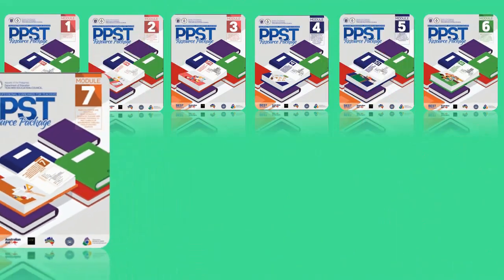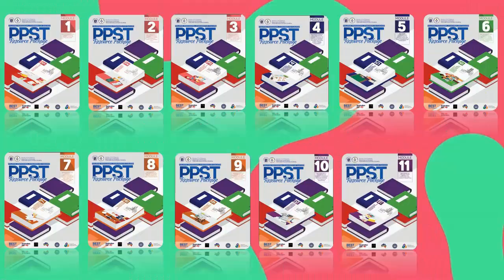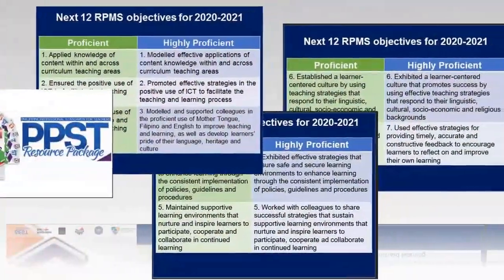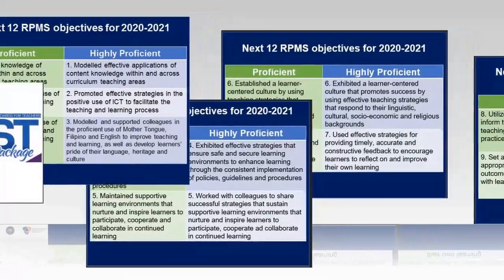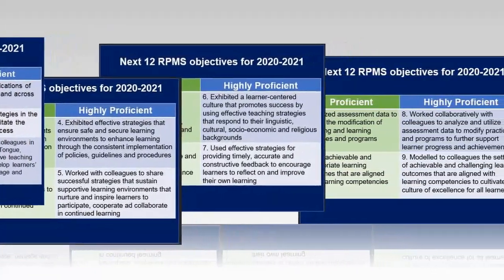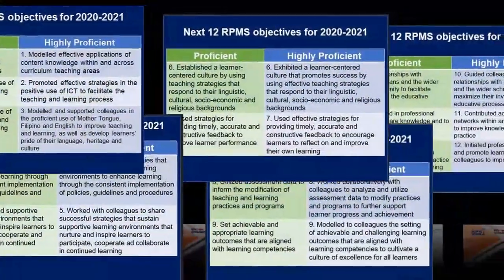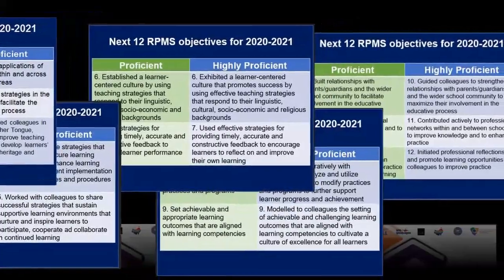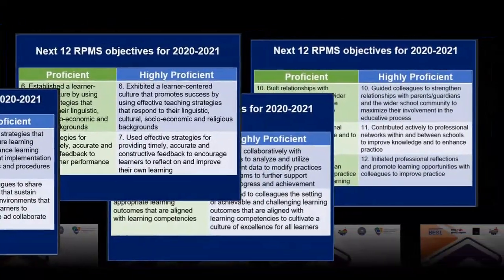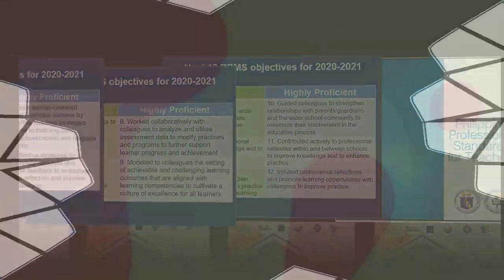Since DepEd has already obtained baseline data for the first set of priority indicators, another set of indicators will be implemented for school year 2020-2021. This means we will set aside for the meantime the first set of indicators or objectives that we used for the past two school years. Further, expect another set of indicators to be implemented for school year 2021 to 2022.